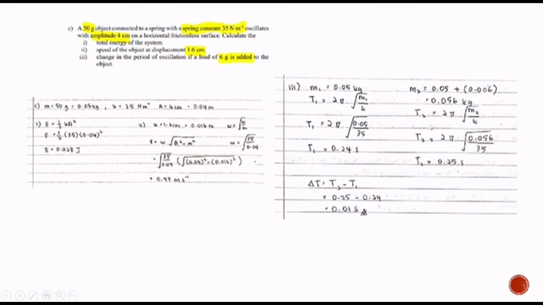So we find the T using 2 pi square root of 0.056 over 35. So we get 0.25 second. To find the change in period, T2 minus T1, so 0.25 minus 0.24. So we get 0.01 second.